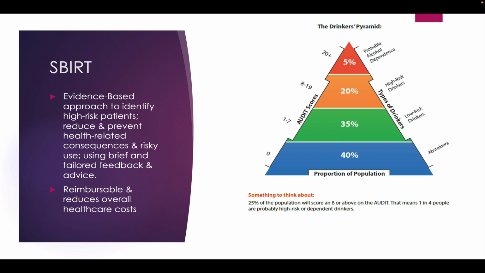If you take a look at this drinker's pyramid, what you will identify is that 40%, the majority of the population, are actually abstainers from drinking alcohol, and then 35% are low-risk drinkers. So on the AUDIT assessment tool or screening tool, what we'll see is they might score between 1 and 7. Those who are high-risk drinkers might score 8 to 19 on the AUDIT score. And those with a probable alcohol dependence would be scoring 20 or higher on the AUDIT score, which is about 5% of the population. So what we're seeing is that 1 in 4 are probably high-risk or dependent drinkers.